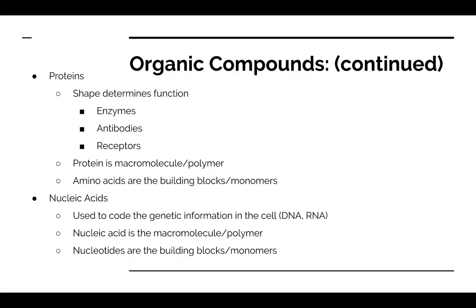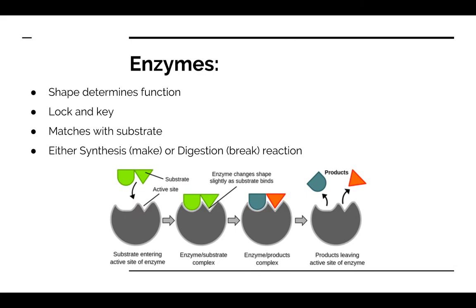Lastly, we've got nucleic acids. These are really used to code the genetic information in the cell. So DNA and RNA both get that Na from the word nucleic acid. Nucleic acid is the macromolecule or the polymer, and nucleotides are the building blocks or monomers. And we'll get into that more when we do Unit 8 about genetics.